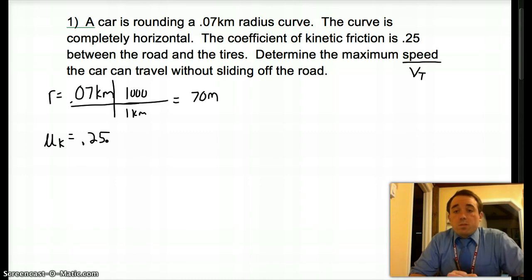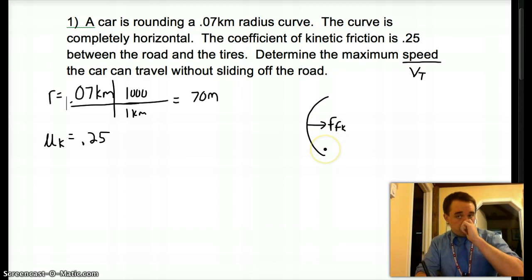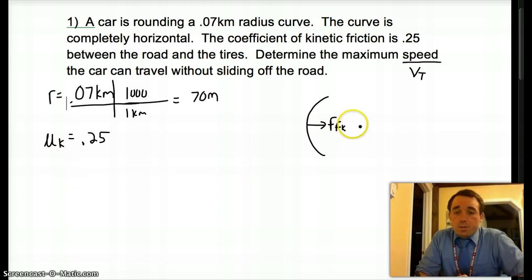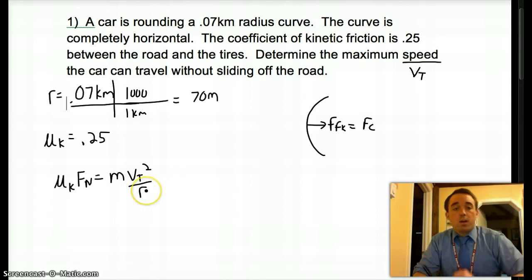So we have to be a little clever. If it's sliding, it's going around a horizontal curve, so the only force pulling it in has to be the kinetic friction force. And I know that the kinetic friction force then has to equal my centripetal force. And my kinetic friction force is equal to my mu k times my normal force. And my centripetal force, I have Vt that I'm looking for, has to be m times Vt squared over r.